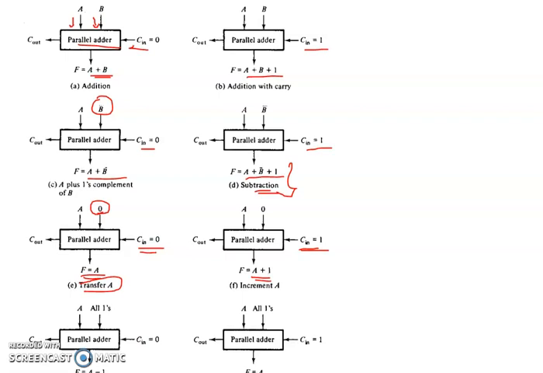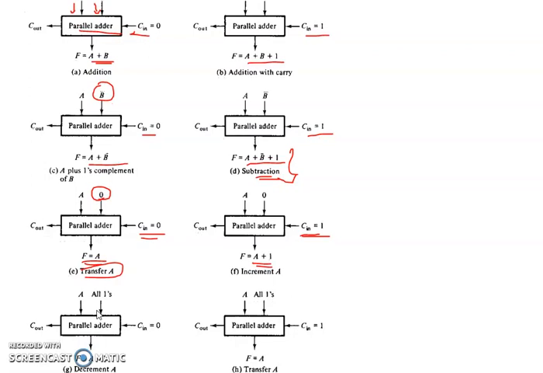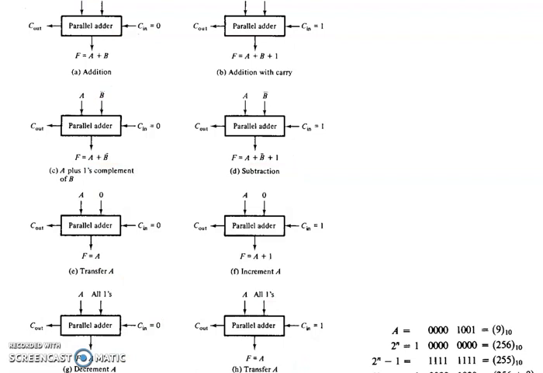The next case is a parallel adder whose second operand is all ones. If all the bits are 1, then it performs the decrement operation if the carry in value is equal to 0. And if the second operand is all ones and the carry in is equal to 1, then again it performs the transfer operation. This we can see with the help of an example.